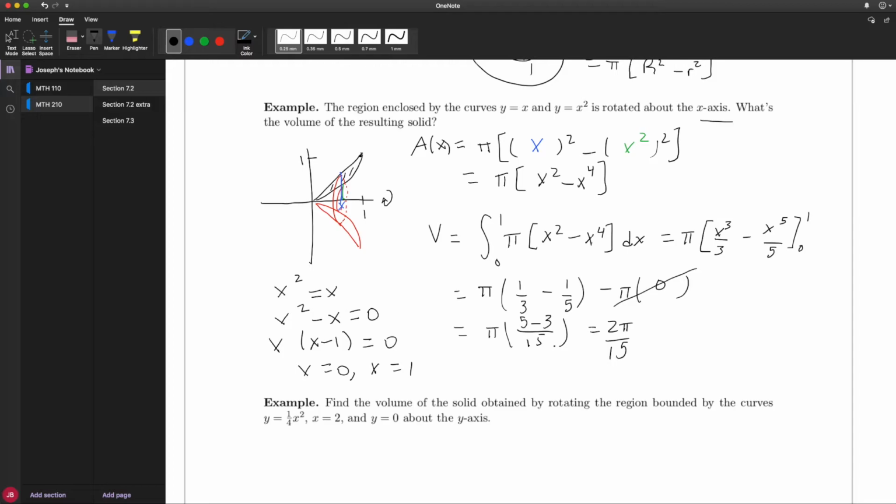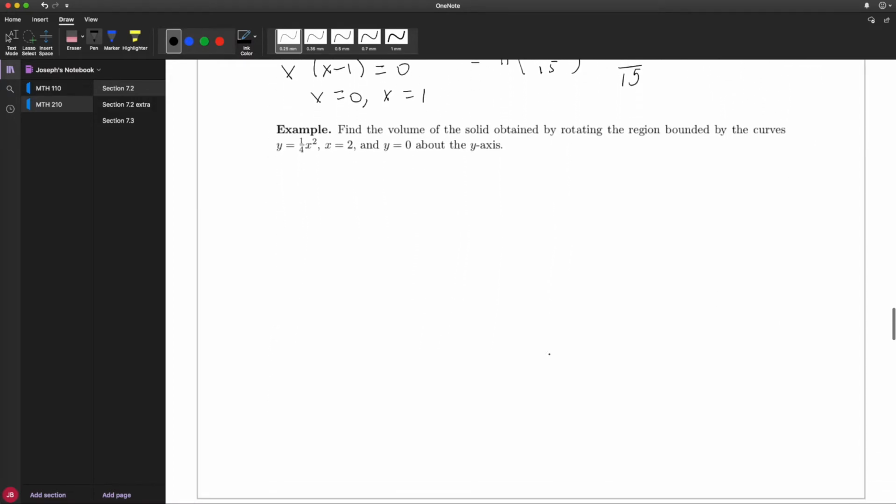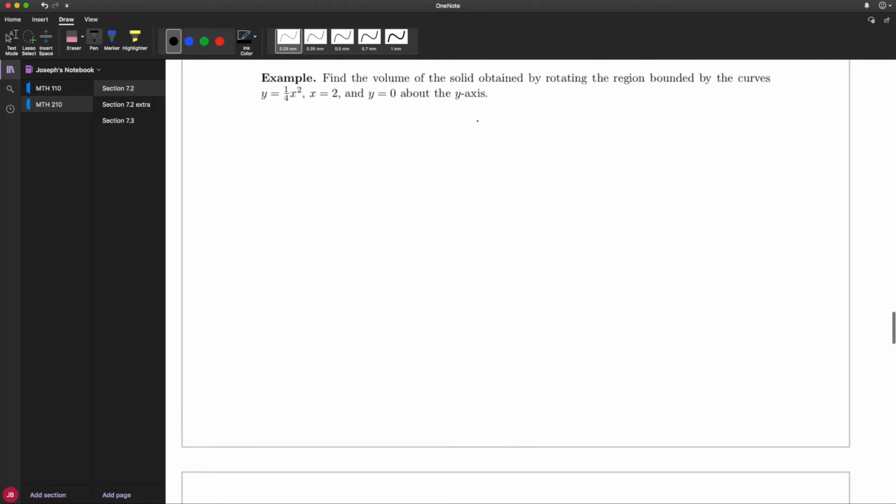Okay, now scrolling to the bottom of the page, this is a new problem. We need to find the solid obtained by rotating the region bounded by the curves y equals 1/4 x squared, x equals 2, and y equals 0 about the y-axis. Okay, so because we're rotating about the y-axis and we're in section 2, so disk washer method, we need everything in terms of y.